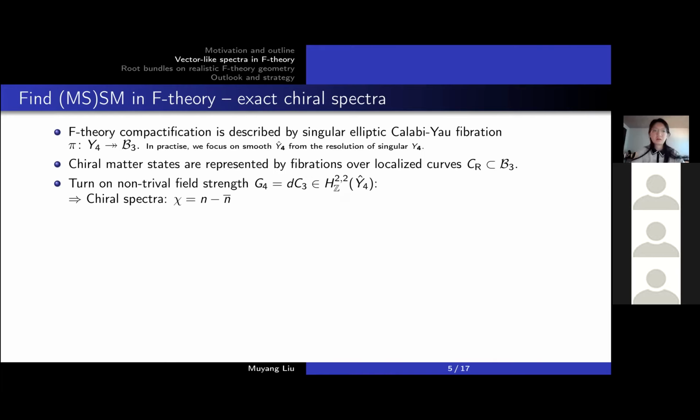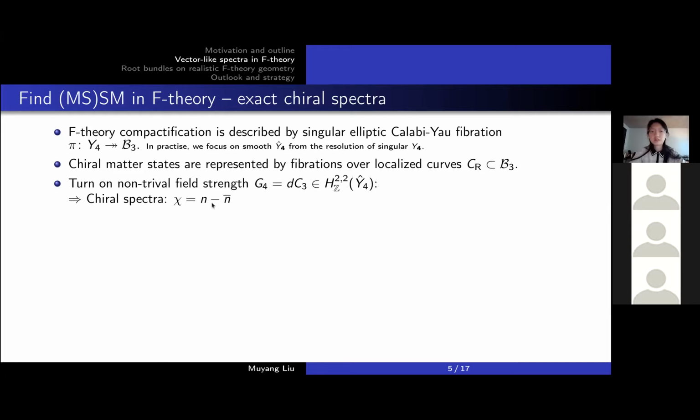Let me first briefly review F-theory compactifications. It is described by a singular elliptic Calabi-Yau fibration. But in practice, we resolve these singular fibrations to a smooth fibration. And then the chiral matter states are represented by the fibrations over certain codimension 2 loci of the base.